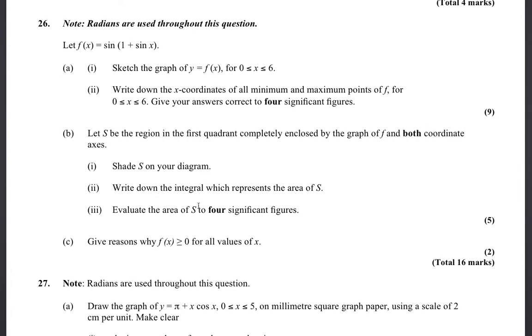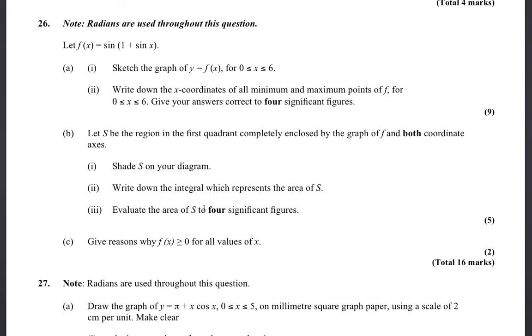Write down the integral which represents the area of S. So to write down the integral, you need to find out the vertical lines which form the boundaries of this shaded region. This is x equal to 0, and this one, let me find G-solve root. 4.712. Okay, so the integral should be 0 to 4.71239 sine of 1 plus sine x dx. So that will be the integral.